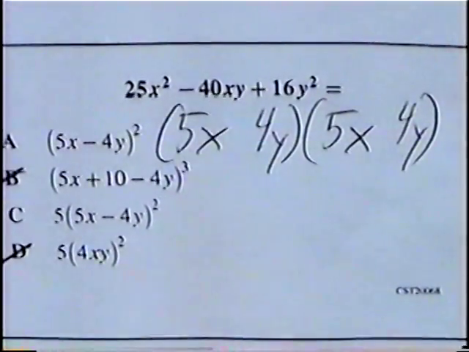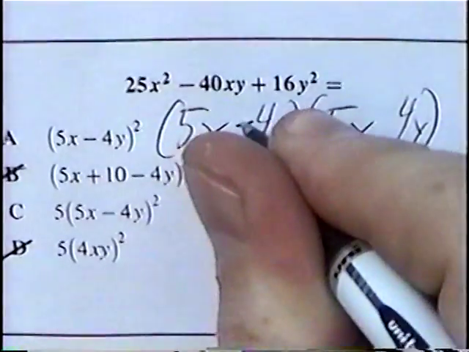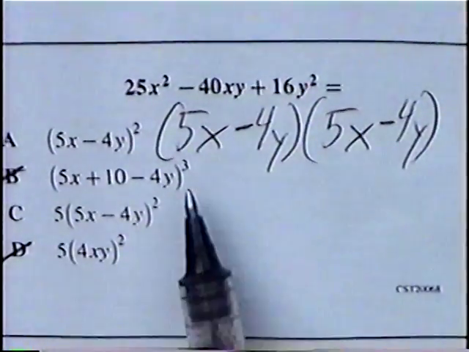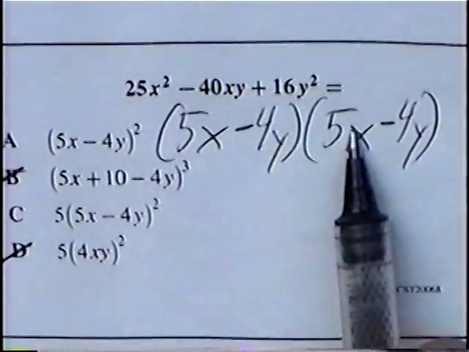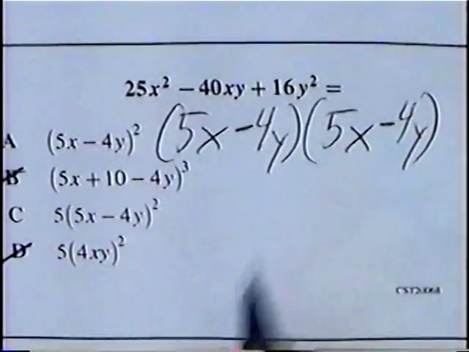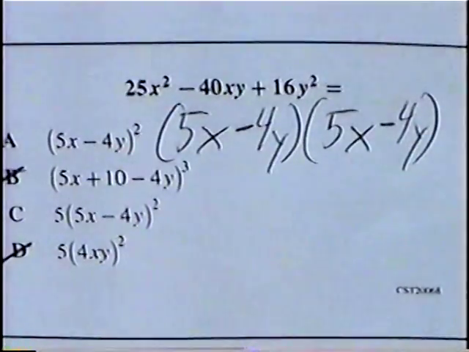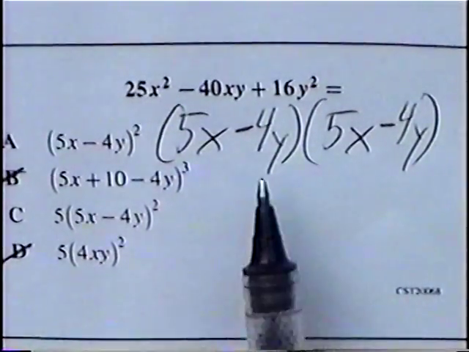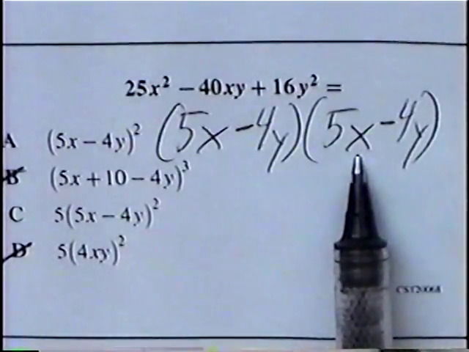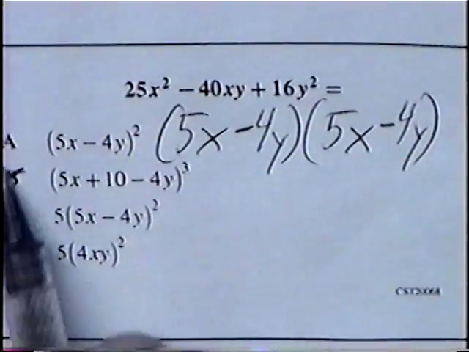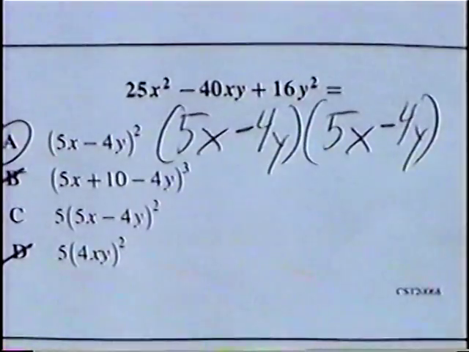Since the middle term has to add up to negative 40, trying the negatives, the outside terms would be negative 20xy. The inside terms would also be negative 20xy, which will match up with the negative 40xy. So the two parentheses or two factors, 5x minus 4y and 5x minus 4y, is the same as letter A.